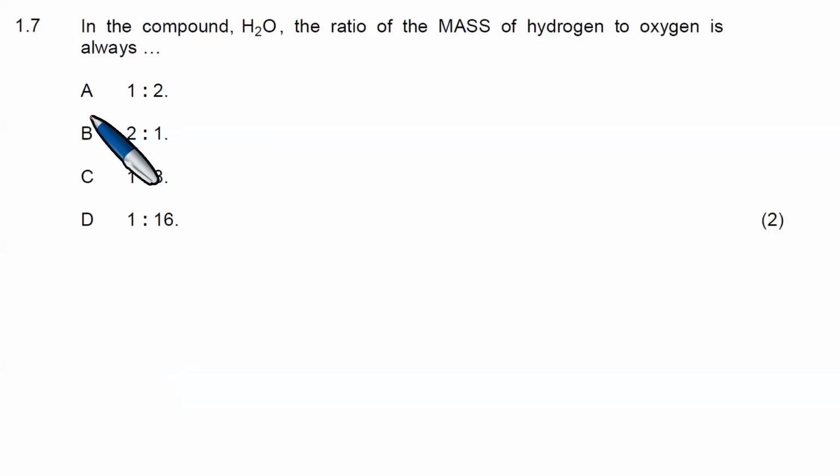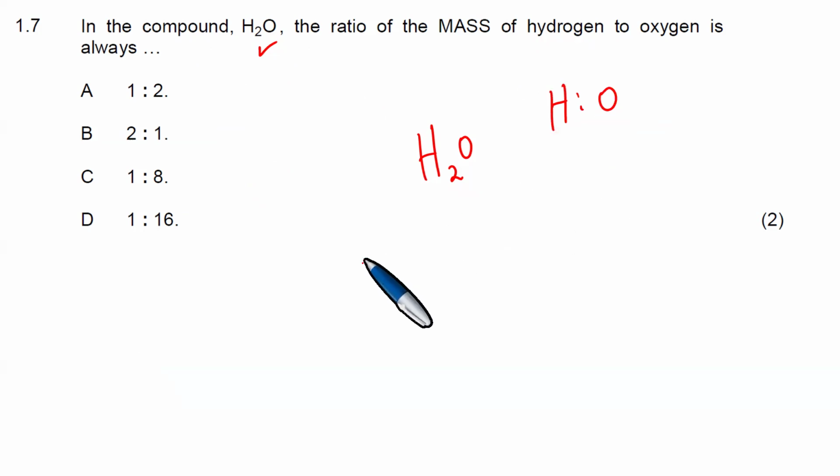Next, 1.7. In the compound H2O, the ratio of the mass of hydrogen to oxygen is always what? We're looking at the ratio of hydrogen to oxygen. Is it 1:2? Is it 2:1? Is it 1:8? Is it 1:16? The ratio of the mass is what?